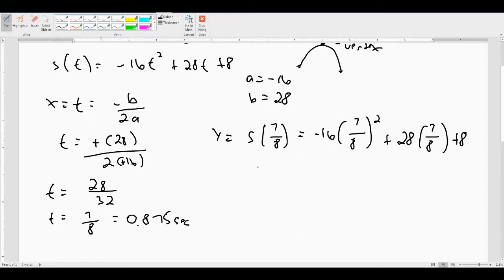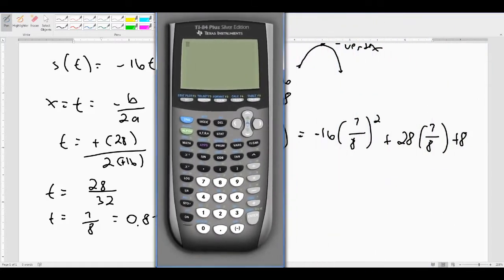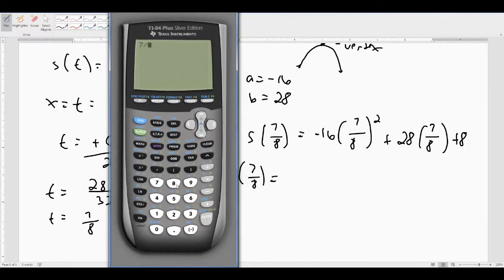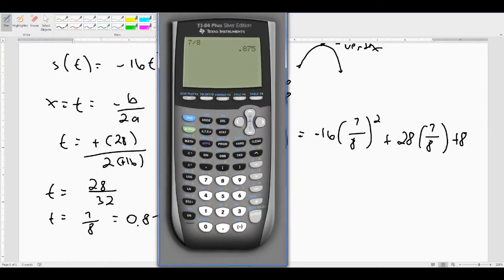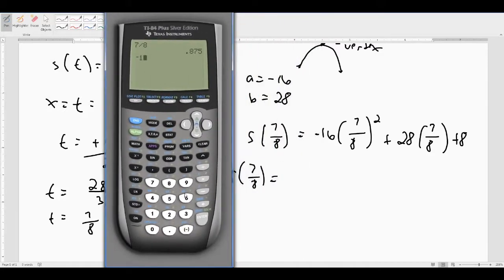And on this one, to save time, let's just use a calculator. I'm going to do it in terms of fractions, but you can easily use that decimal. Here's what I'm saying. 7 divided by 8 is 0.875, in case you're wondering where I got that number. So let's just type this in. A negative 16, parentheses, 7 divided by 8, close, squared, plus 28, open, 7 divided by 8. Once again, you could be using 0.875, plus 8, math, enter, enter.